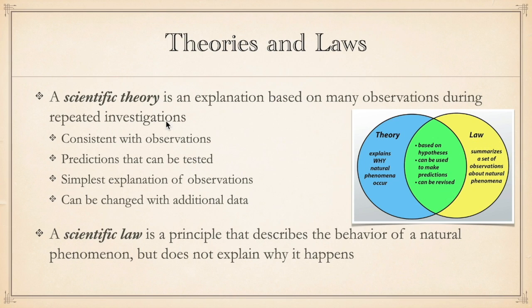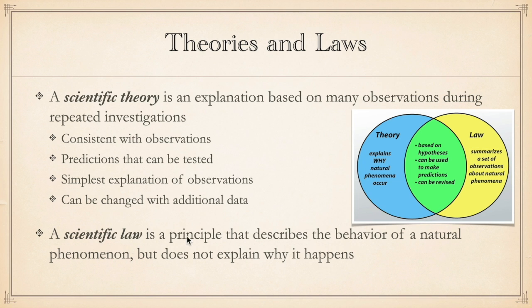Theories and laws. A scientific theory is an explanation based on many observations during repeated investigations. So basically a scientific theory is like a hypothesis that has been supported time and time again. These are consistent with observations, with predictions that can be tested. It is the simplest explanation of observations and can be changed with additional data. This right here is something to think about. A lot of our hypotheses and theories, we want the simplest explanation possible. We don't want it any more complicated than it needs to be.